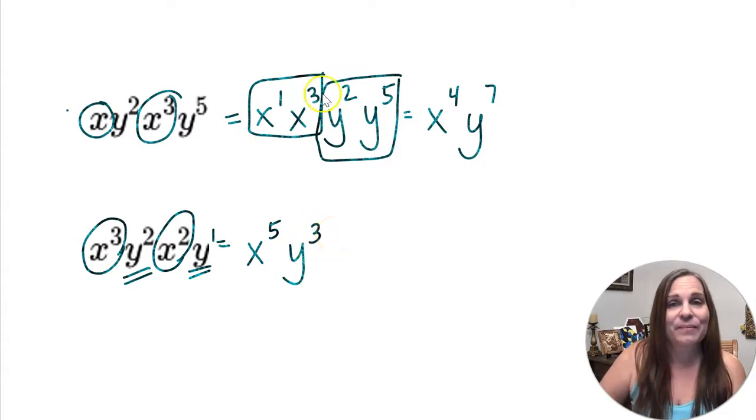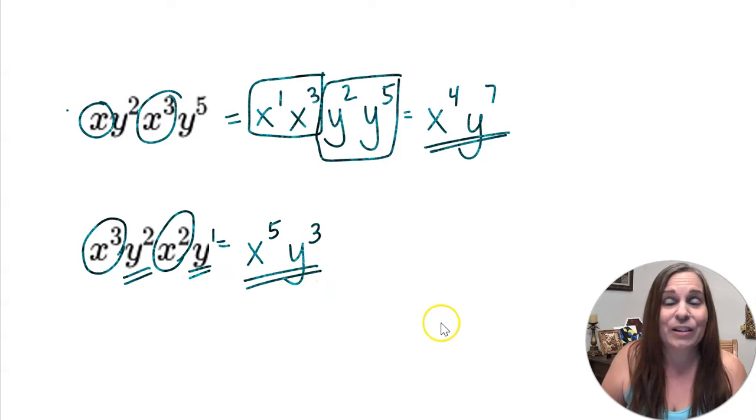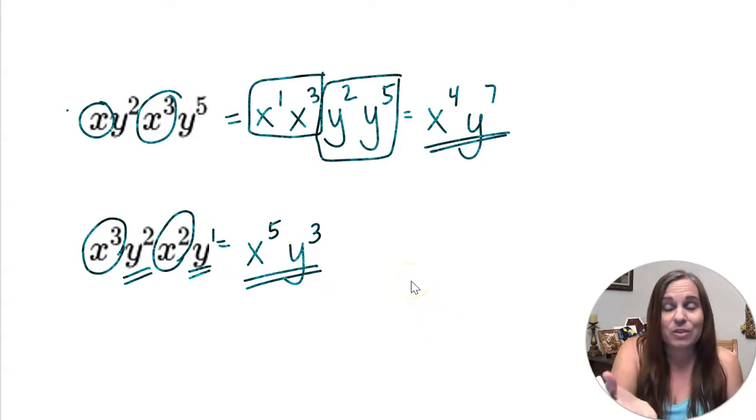That's it. This is my final answer. I can't multiply the x and y together. I mean, I can. This is what it looks like. But I can't simplify any further. This is as far as I can go.